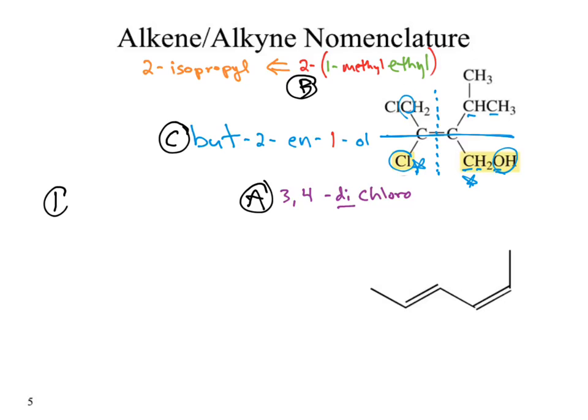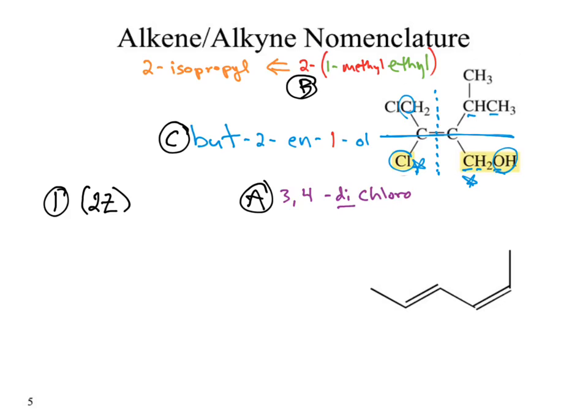So first, in front of our whole name, what do we get? Z. Where's the Z located? Carbon number 2. 2Z-3,4-dichloro-2-(1-methylethyl)-but-2-en-1-ol. Yay! Gotta love it. Okay.